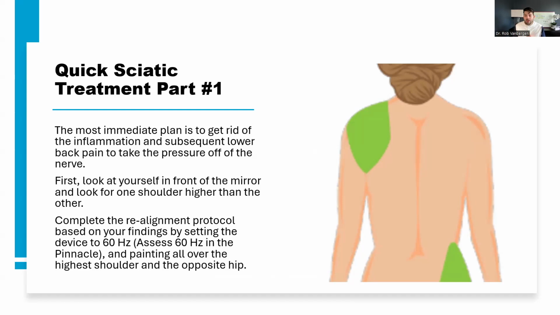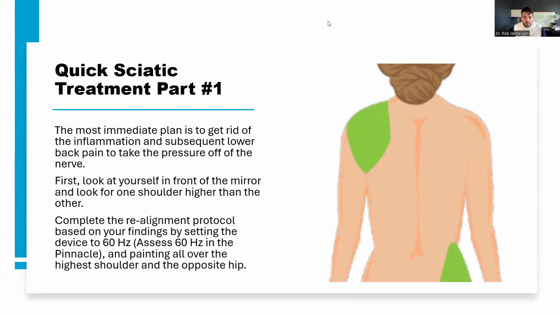You're going to set the device to 60 hertz, or assess 60 hertz in the Pinnacle. If you have a Genesis, you're going to want to use 77 hertz for this because you don't have 60 hertz. But if you have an Evolution or Pinnacle, use the 60 hertz program and paint all over the highest shoulder. So what I mean by this is the shoulder that is raised highest.